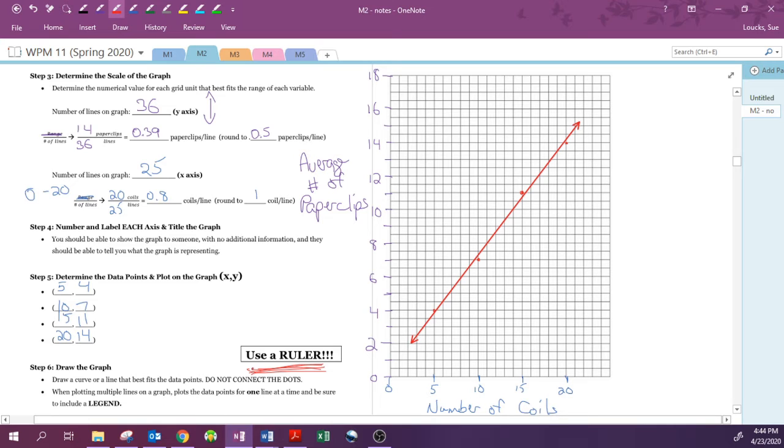And on this graph, we're only plotting one data set. If we were plotting two sets of data, we would have to do something to make the lines look different, like one of them is in red and one of them is in blue, or one is a solid line and one is dotted, and then you need a legend somewhere on here that says the red line is for paper clips and the blue line is for pieces of tinfoil or whatever else it was that you measured.